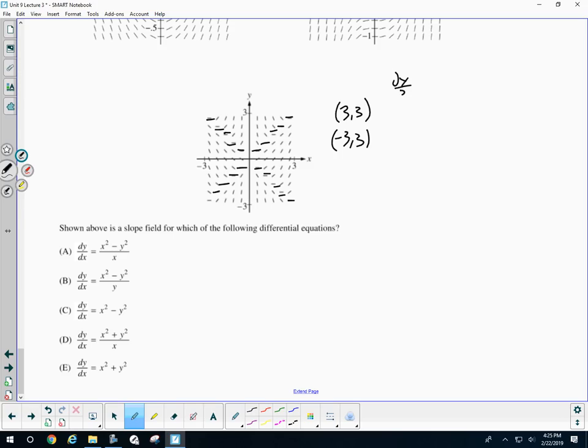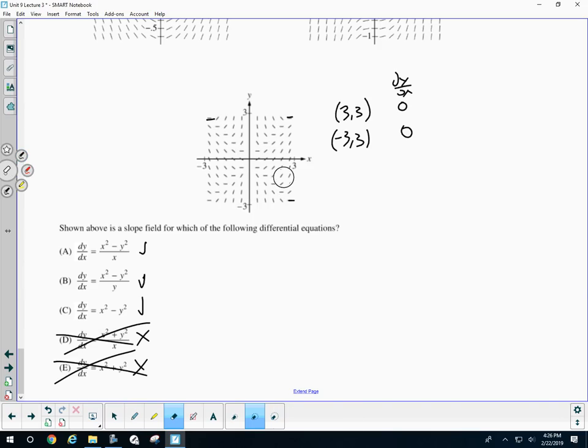So if I plug in 3, 3, my slope should be 0. Let's see. 3 squared, that's 9 minus 3 squared, that's 9, so that's 0 over 3, so that's 0. So this one works. This is x squared minus y squared, well, that's 0 over 3, that also works. Okay, here we go, x squared plus y squared. If I put 3 squared plus 3 squared, that's 9 plus 9, that's 18, so this one's out. And this is also an x squared plus y squared, so I'm not going to get 0 there.